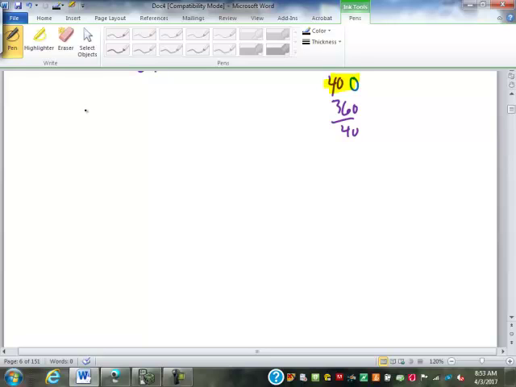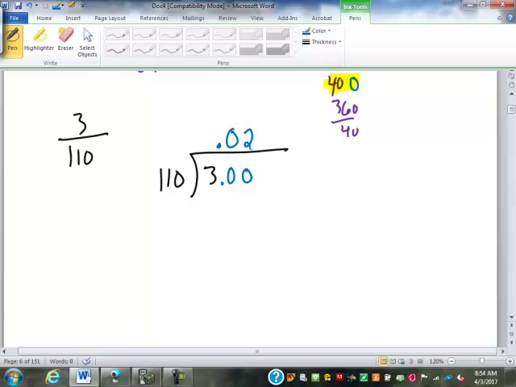We might have 3 over 110. So what should go inside here? The 3, the 110 outside. 110 does not go into 3, so we add a 0 and a decimal point. 110 goes into 30. Nope. So 0 and a decimal point. 300. Twice. So that's 220, subtracting to give us 80.